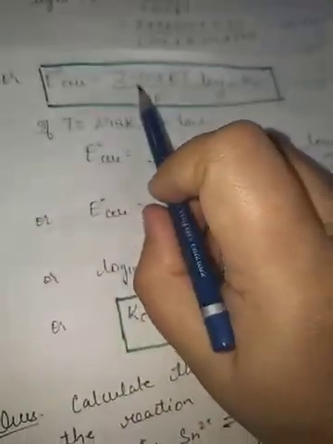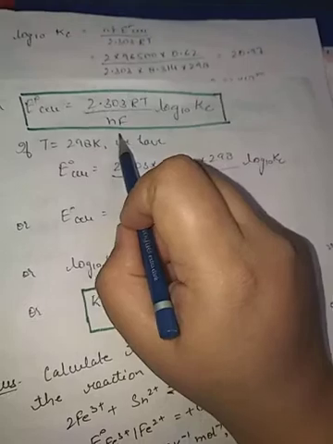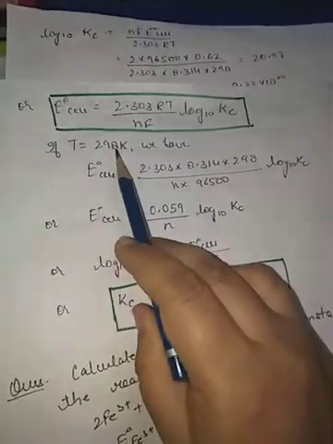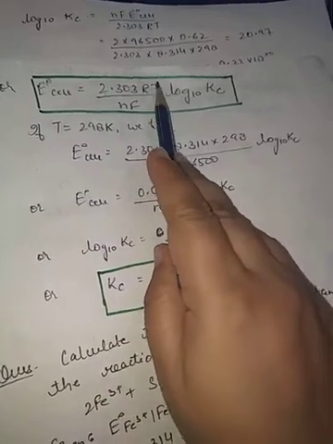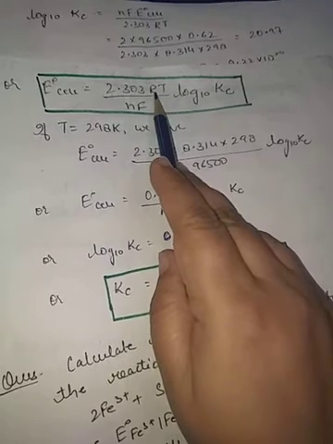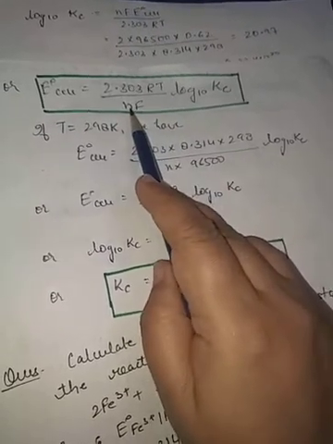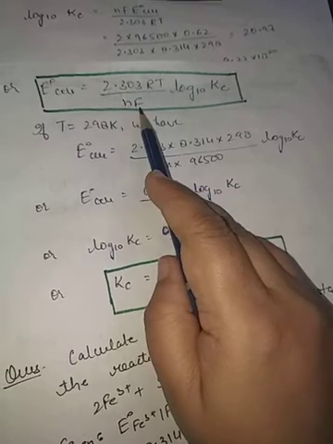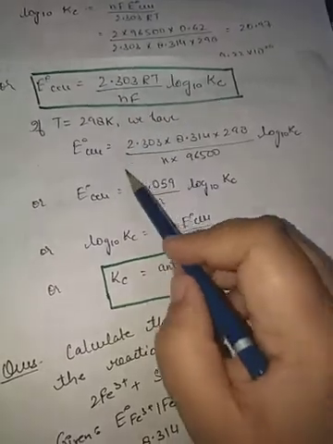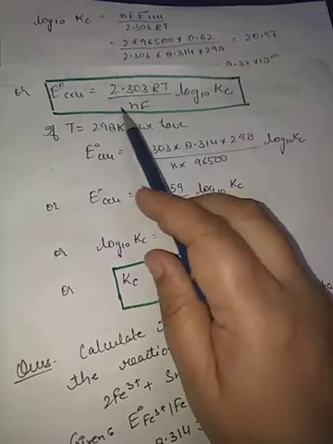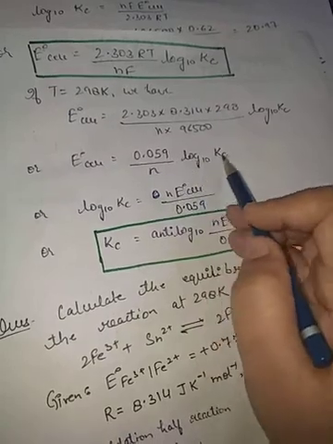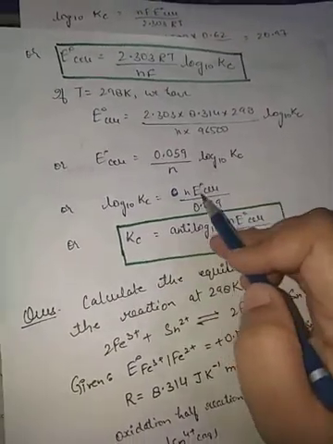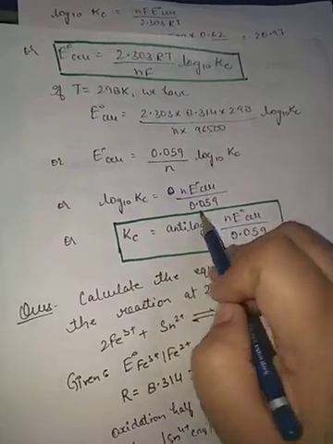Now see, E naught cell equals 2.303 RT upon nF log base 10 Kc, and suppose the temperature is 298 Kelvin. If the temperature is 298 Kelvin, which is standard temperature, then R equals 8.314, n remains as n, and F is 96500. By putting in all these values, we calculate that the value comes out to be 0.059 upon n log base 10 Kc, and log base 10 Kc equals n E naught cell upon 0.059.